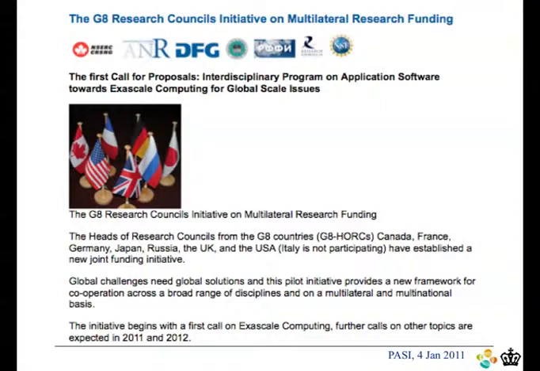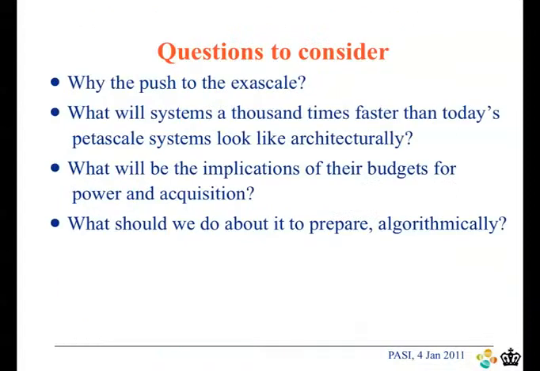There will be further calls, and maybe some of you in this room will be working on this as a direct result of your interests coming out of today. So my questions today are to consider, why go to the exascale? That one's pretty easy, it turns out. And then some hard questions. What will systems 1,000 times faster than today's petascale systems look like?